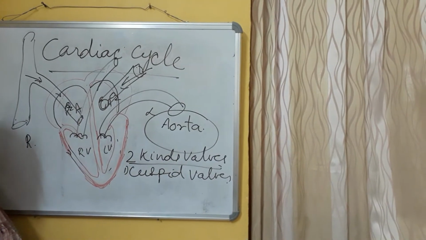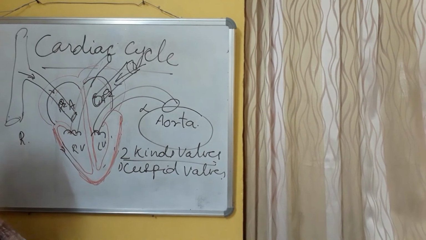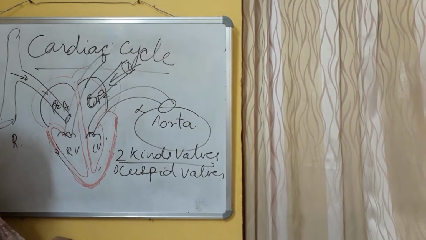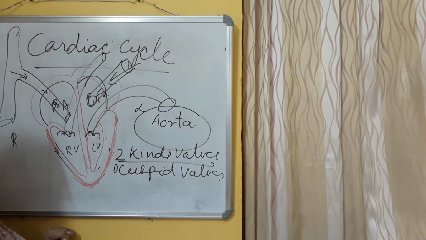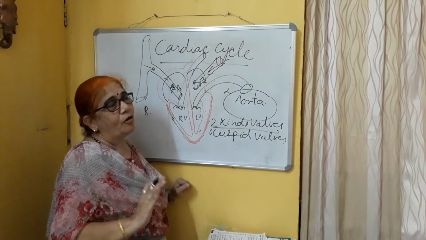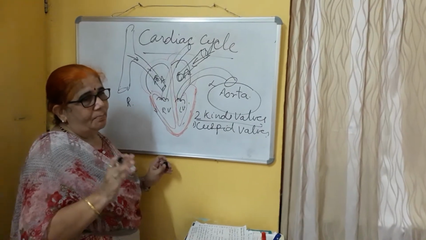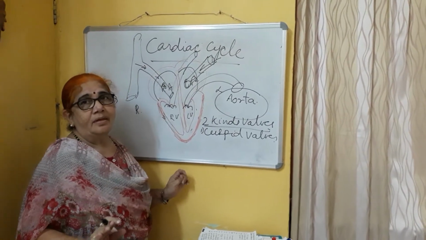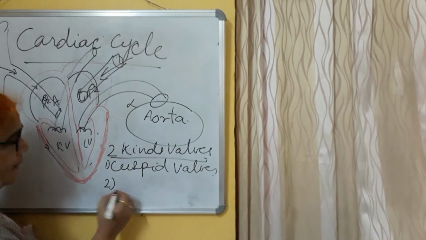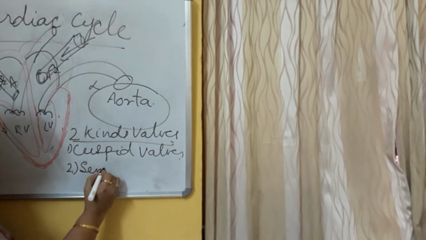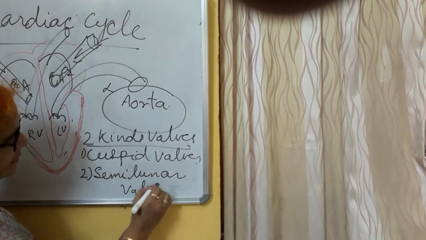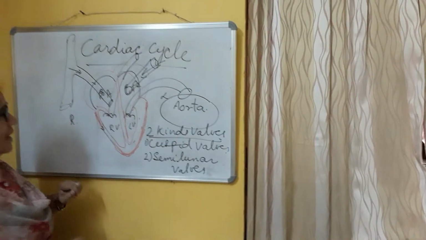What is the importance of the valves in the heart? That is one more question. The importance of the valves of the heart is they prevent backflow of the blood. Only you have to remember, prevent backflow of the blood. So the second variety of valves, listen very carefully. The second variety valves are called semilunar valves.